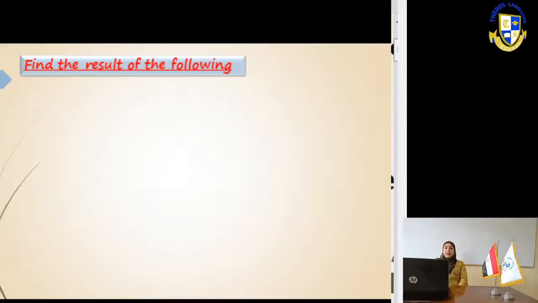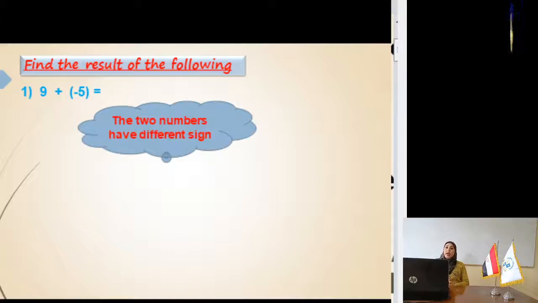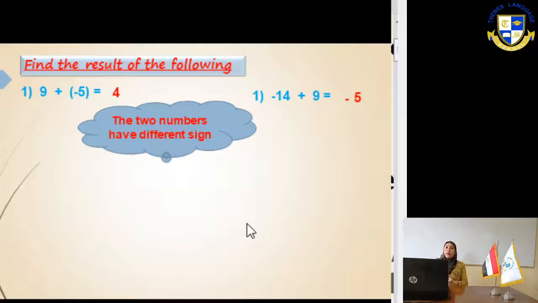Find the result of the following. Number 1, 9 plus negative 5 equals. We said if I have two different signs, I'll take the difference between them, which is 4. Now ask yourself, is 9 greater or 5? 9, of course. So the 9 was a positive integer. So the answer will be positive. Another example, negative 14 plus 9 equals. Here the difference between them is 5. 14 is greater than 9. I'll take the sign of 14, which is the negative sign, and I'll give it to the result. It will be negative 5.